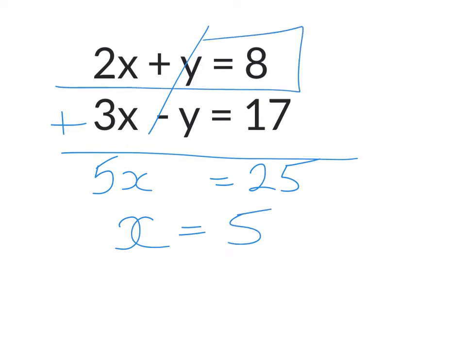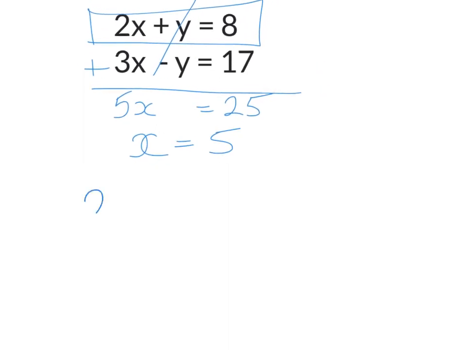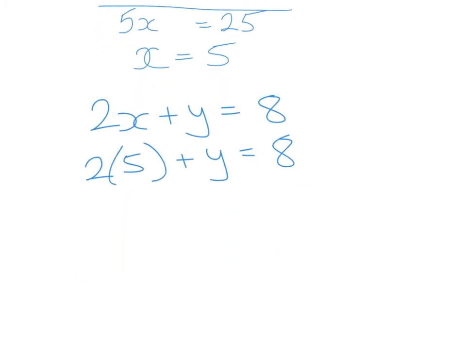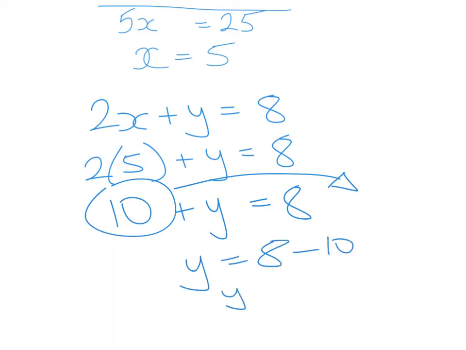I'm now going to use this equation at the top, and I'm going to sub x into it. So 2x plus y equals 8. And because x is 5, I'm going to say 2 times 5 plus y equals 8. 2 times 5 is 10. Plus y equals 8, so y must equal minus 2. And I know that because whenever I do my 10, I swap side, swap sign. y equals 8 minus 10, which is minus 2. Okay?